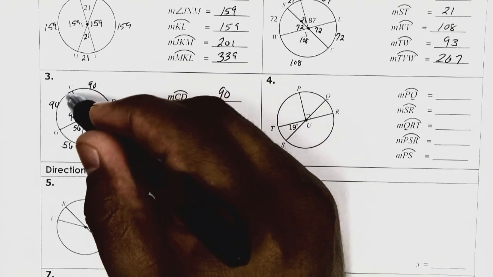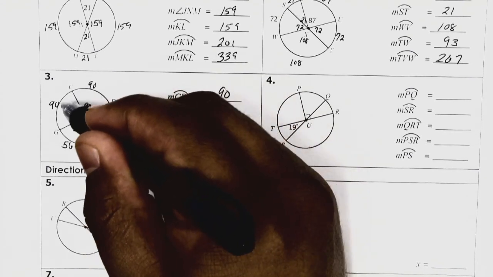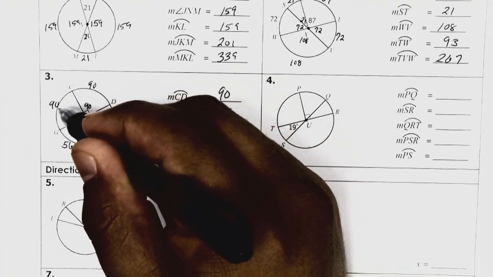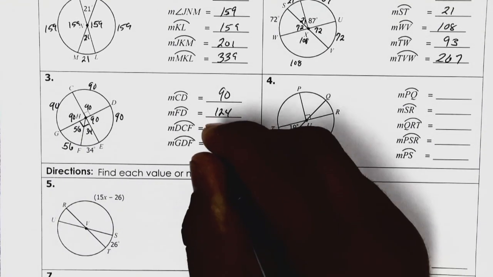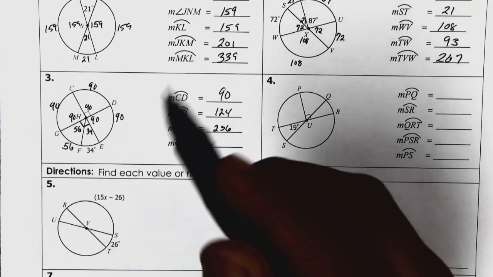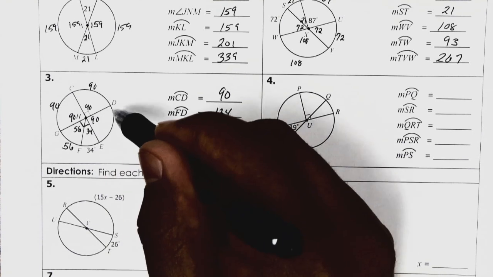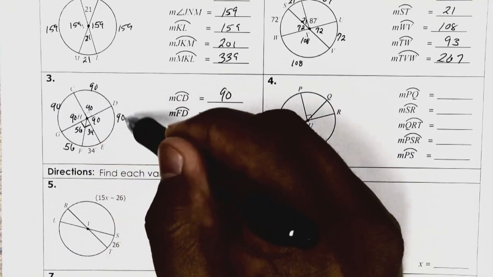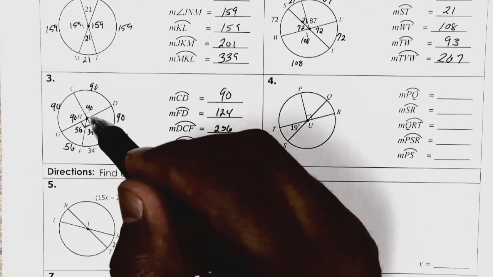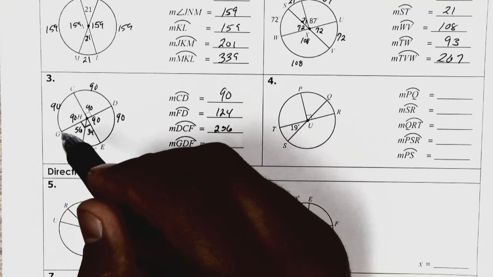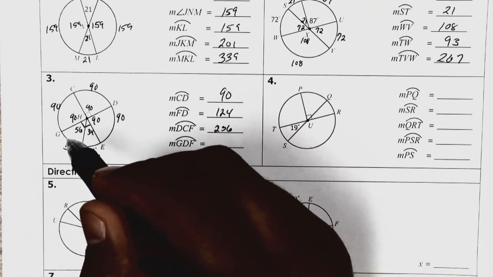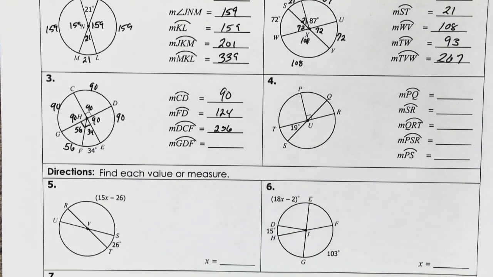DCF, so all the way right here, DC all the way to F, so 90 plus 56, that's 236. And then GDF, G to D to F, so all the way around. So once again, you could do this two ways. You can add the 90 plus 90 plus 90 plus 34, or you can just subtract 56 from 360. It's going to be the same thing, which is 304.